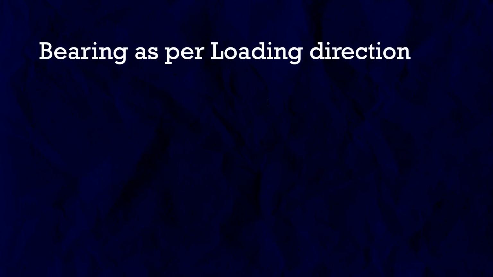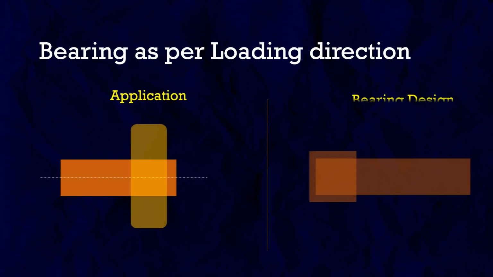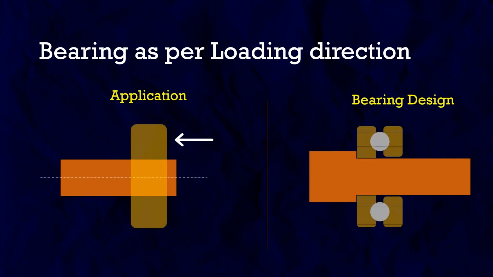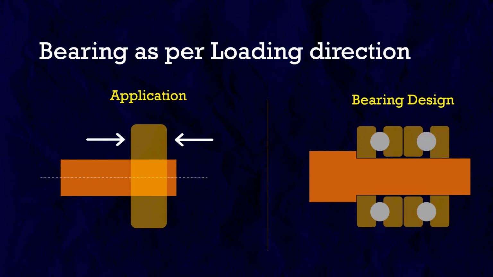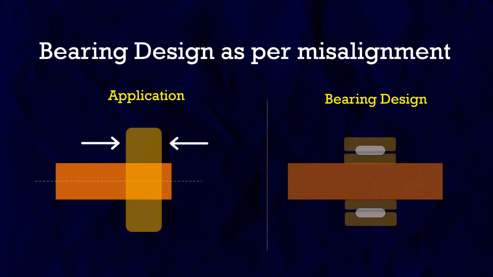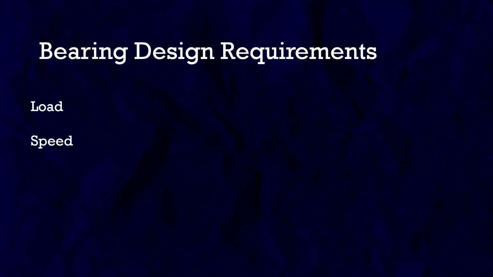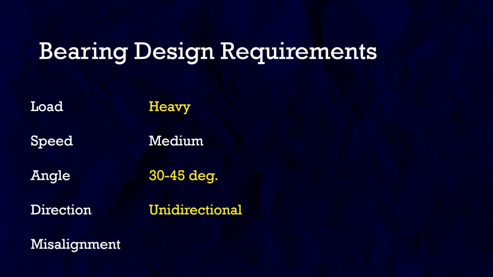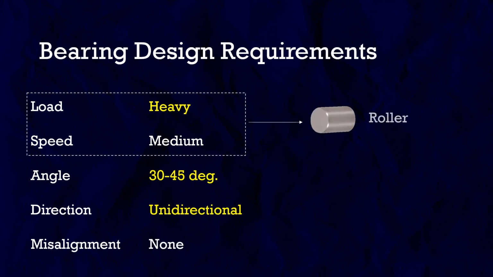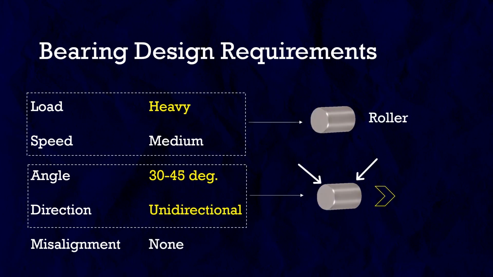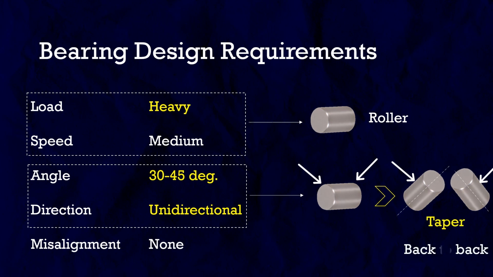Also, what should be the design of the bearing if my application loading is one directional, and what should be the bearing design if the load in my application is bidirectional. And most importantly, what types of misalignment I need in my bearing arrangement, like axial or angular or self-alignment, as per my design, as per my application. And when I write down all the requirements, I automatically reach a bearing name.